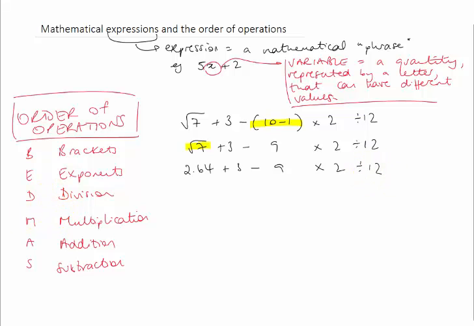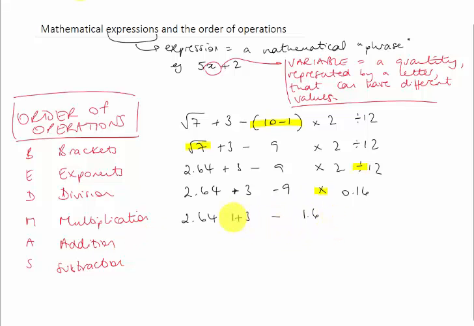Now can we see any division? I can see some division. Here's one. So we work out 2 divided by 12, which is 0.16, and then copy out the rest. I'm not being scared of using quite a lot of lines of my paper here and copying everything out, and I think that's a good way to keep track of what's going on, not making a silly mistake. Multiplication. I can see a multiplication here, so what's 9 times 0.16? That's 1.6. So 2.64 plus 3 minus 1.6.